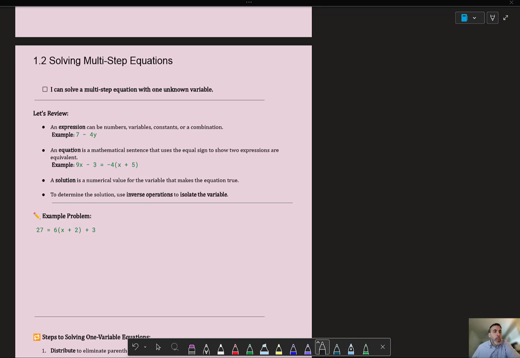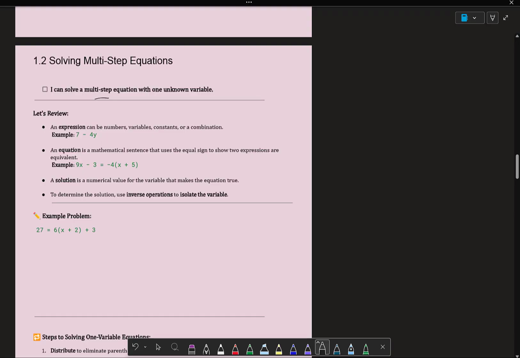All right, in this video, section 1.2, our goal by the end of this lesson or the end of the assignment is that you can solve multi-step equations with one known variable. Before we did one-step equations, now we're throwing in multi-step equations. A couple things to review real quickly.